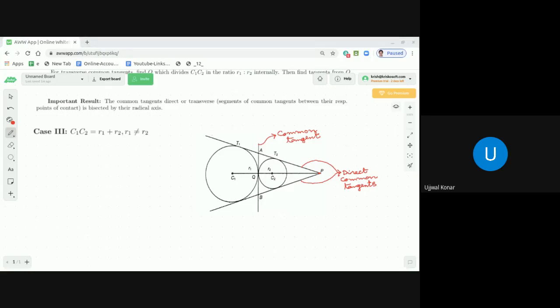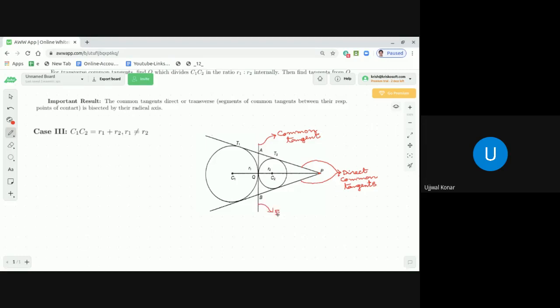Because we have the information that the point P divides the line segment C1C2 in the ratio R1 is to R2 externally, and the point Q divides the line segment C1C2 in the ratio R1 is to R2 internally. So equations of the direct common tangents can be obtained as in the previous cases. That is, from an external point you are drawing two tangents, and you can find the equation. But the new thing here is the equation of the common tangent, that is AB.